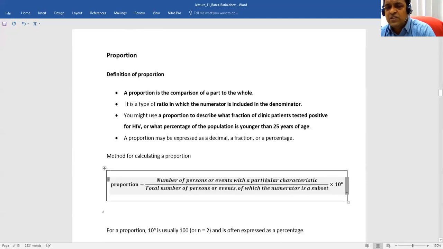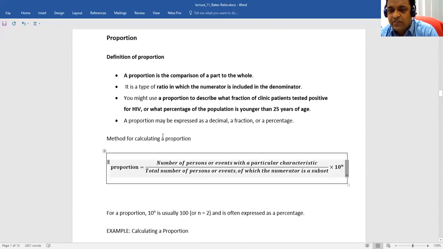So now let us learn what a proportion is. As I told you, proportion, ratio, and rates are all measures of frequency. That is, there will be a numerator and a denominator. But what is a proportion? It is a comparison of a part to a whole. In a proportion, we compare one part of the whole population. That is, the numerator is included in the denominator. The denominator is the total.